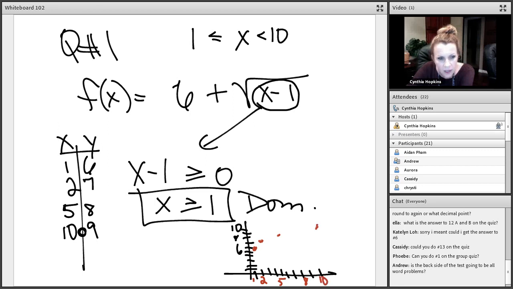There. Okay, oops, but 10, 9, we said open circle. Good thing I had that little hint right there. So I'm going to connect those points. And that is the top half of a parabola.